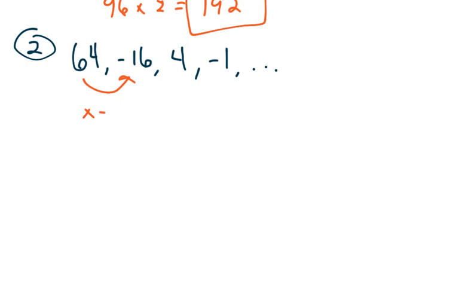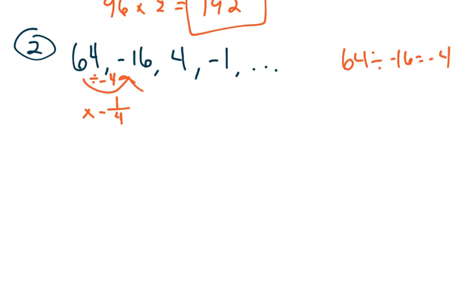We could do 64 divided by negative 16. What that will give us in the end is negative 4. So to go from 64 to negative 16, that would be like dividing by negative 4. But again, if we want to write this as multiplication, we could turn dividing by negative 4 into multiplying by its reciprocal, negative 1/4.